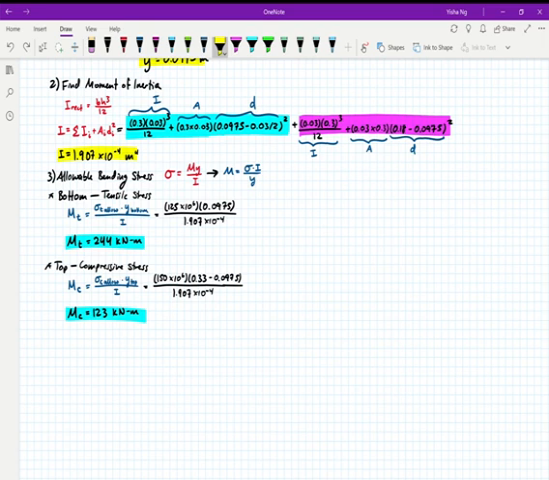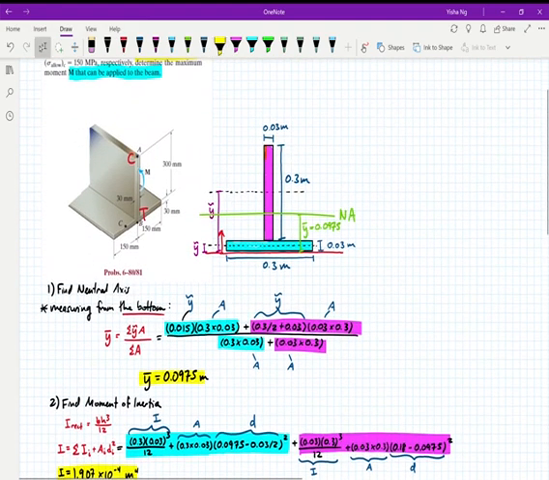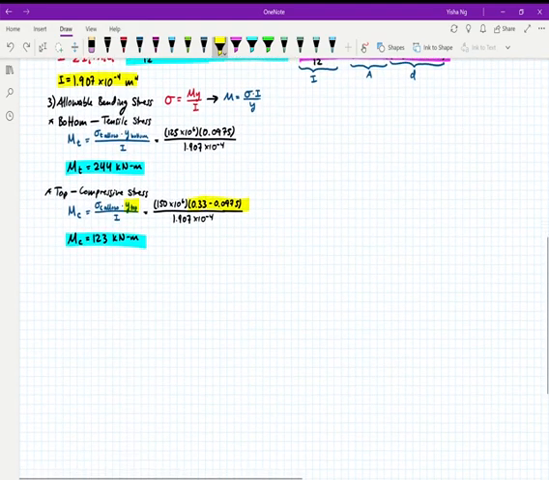I'm going to do the same thing for the top, which is in compression, but I'm going to use the different allowable stress value that's given to me for compression. And here, my distance y is from the neutral axis to the top of the T instead of the bottom. You can see that's the total height, which is 0.33, minus the height that goes from the bottom to the neutral axis, so 0.33 minus 0.0975. Then I'm going to plug in my same I values as before. I get a different M value.